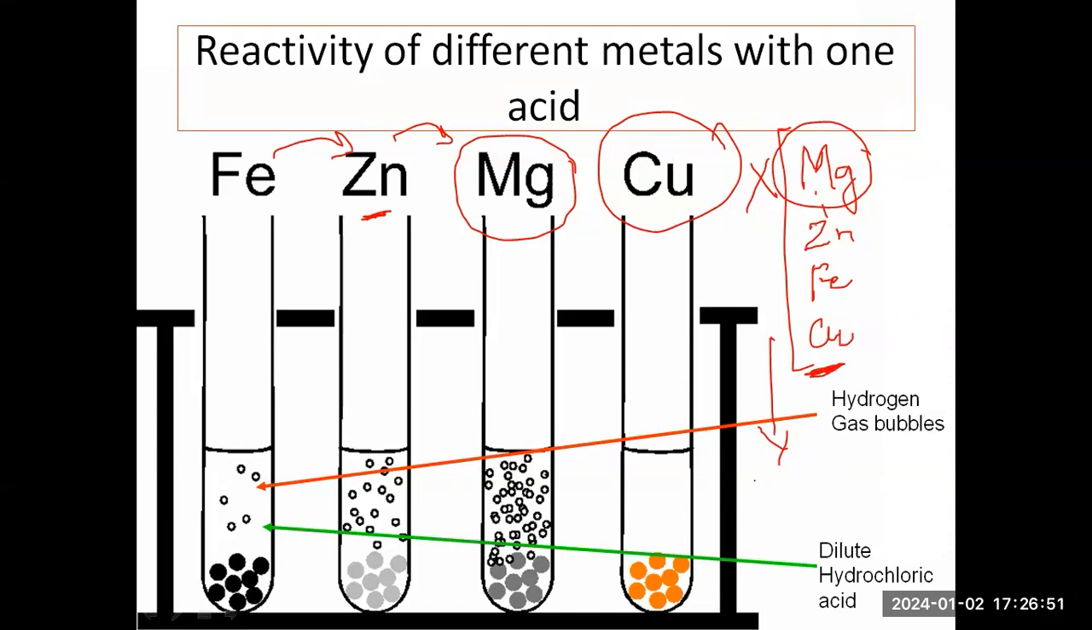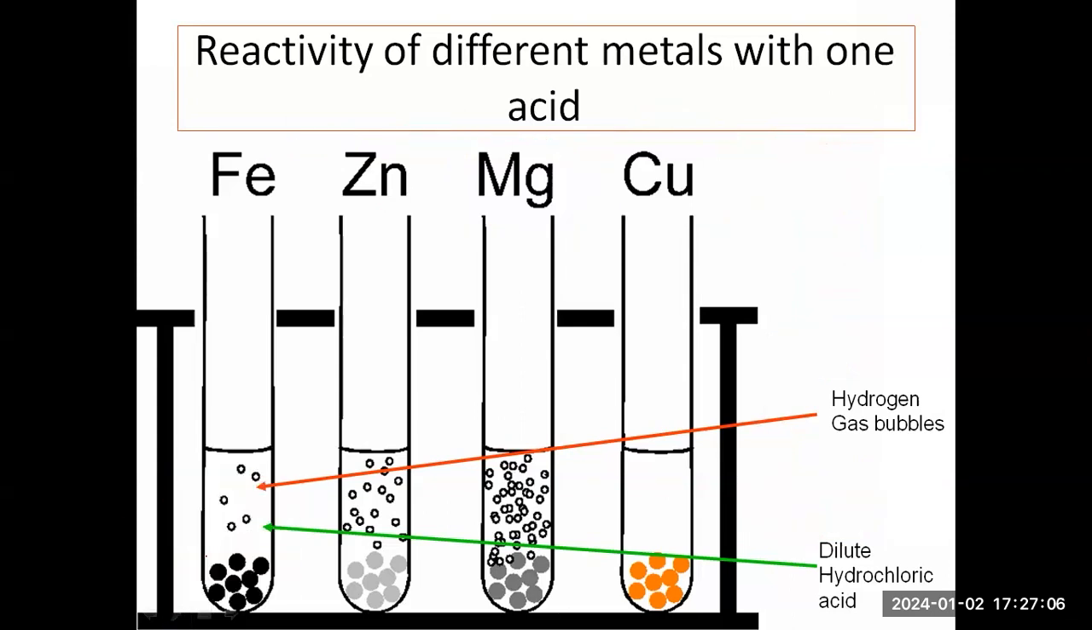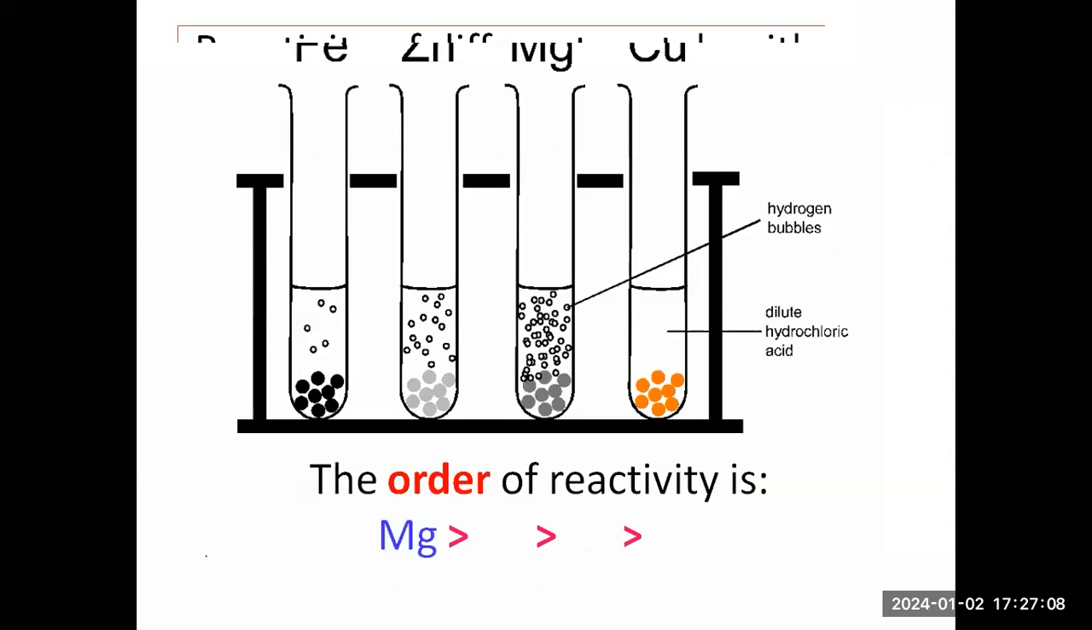Such a series of metals is called reactivity series. Reactivity series, or in some textbooks you will find it as activity series, right? So this is the order.